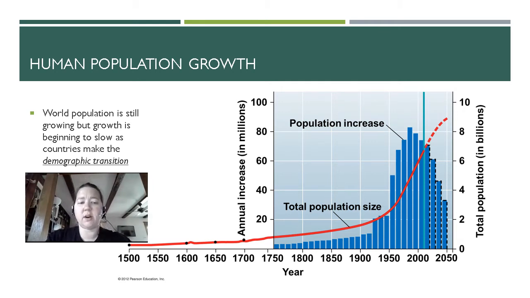So here's a graph starting from about 1500, all the way up to the estimated 2050. Based on when this was taken, this is copyrighted 2012, so this stuff right here is all estimated, based on current situations. We're going to talk about how population demographers do that. So this red line is population size, and these blue bars here are population increases over the course of time.